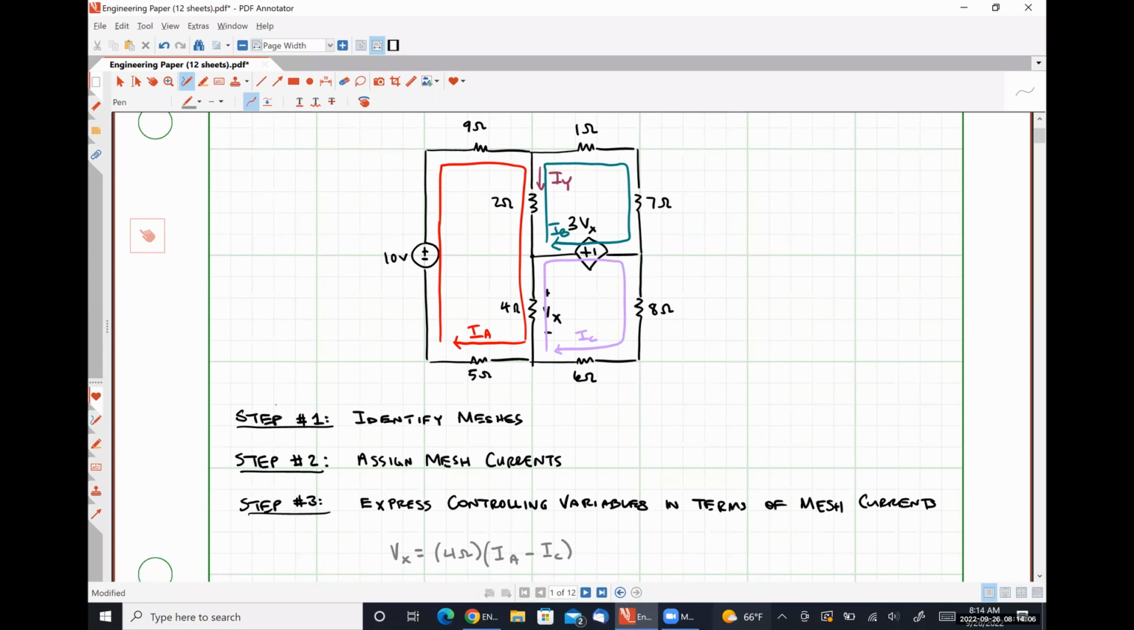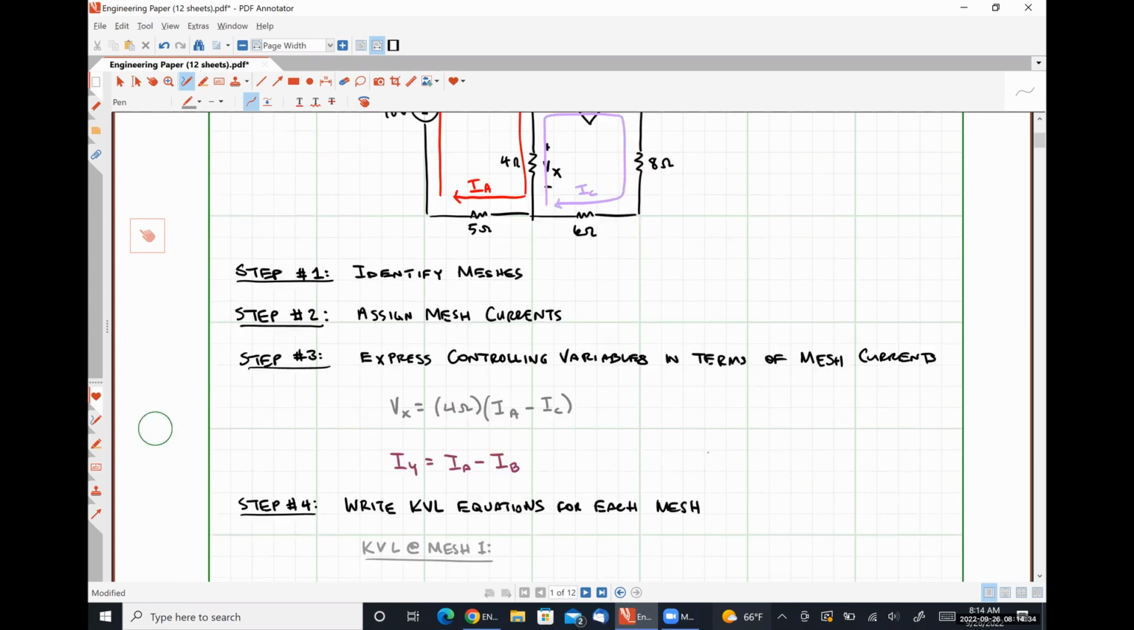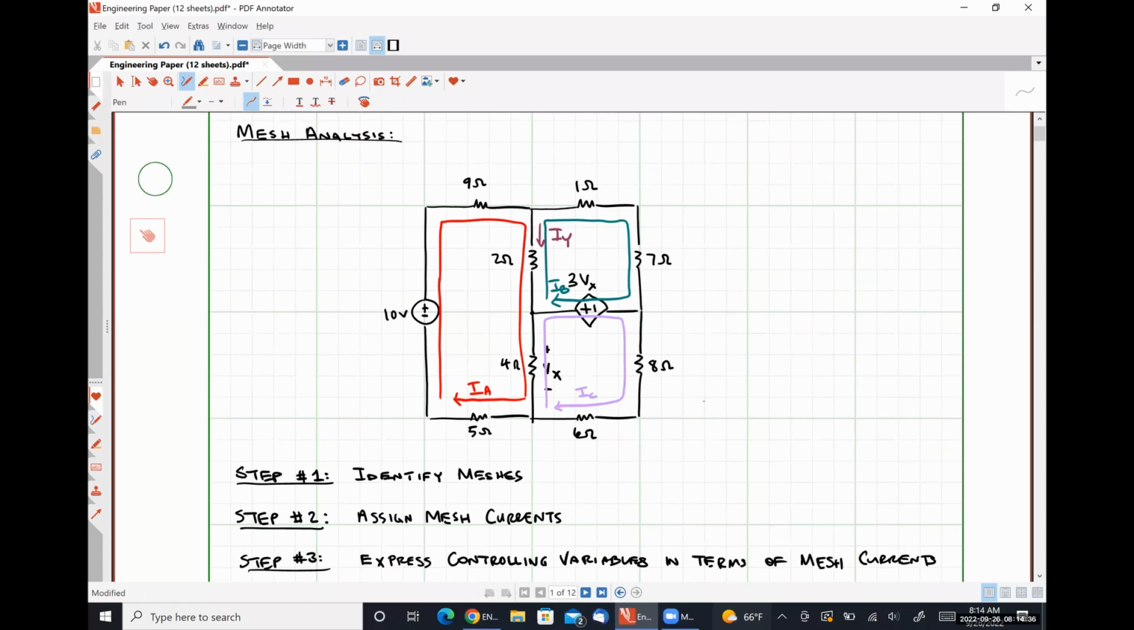Anytime I see a voltage source, if I see the negative polarity terminal first, I write negative the voltage. Anytime I see a resistor, I assume that IA is flowing into the positive polarity terminal and any opposing mesh current is flowing into the negative polarity terminal. Starting from the bottom left-hand corner and following my path up, the first thing I see is negative 10 volts. The next thing I see is the 9 ohm resistor. The only mesh current flowing through it is IA, so I will have plus 9 ohms times IA.